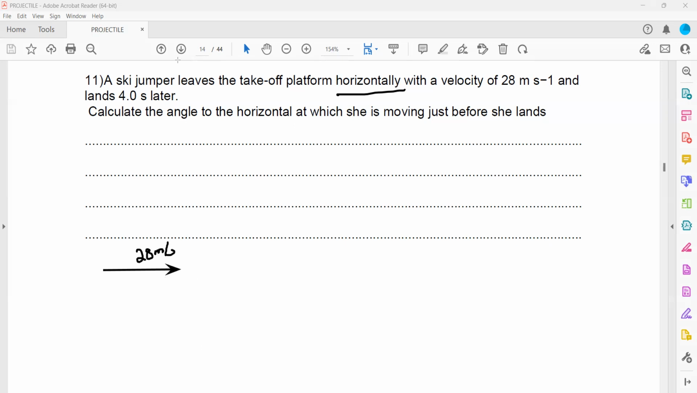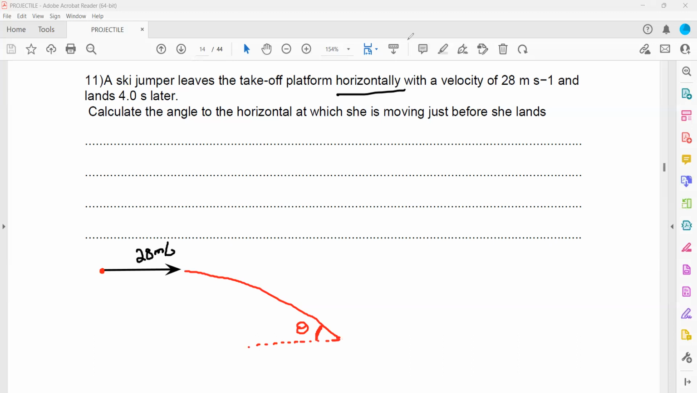So for example, this is a point, she leaves the platform and after 4 seconds she hits the ground. So this is the point where she hits. We have to calculate the angle to the horizontal which she moved just before she lands. So we need this angle with the horizontal.